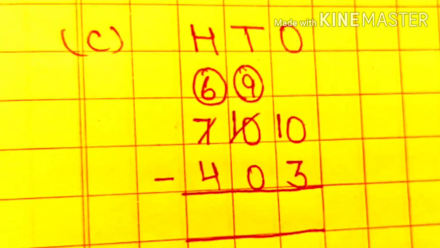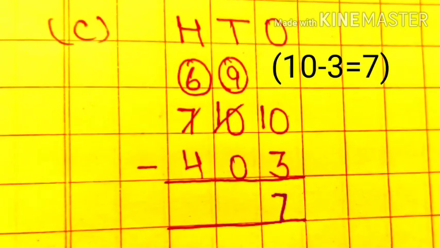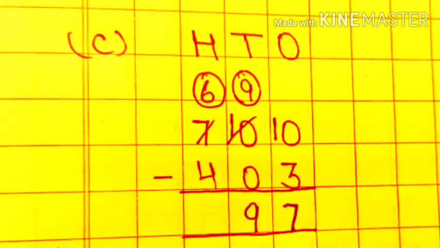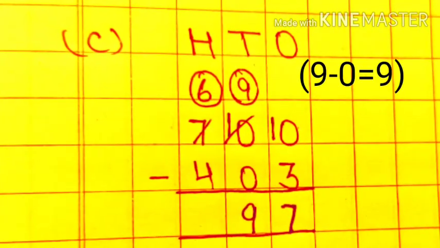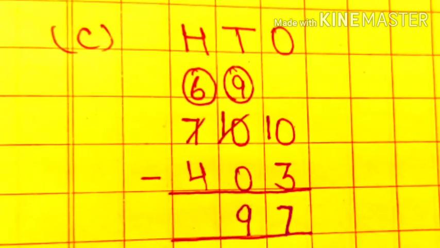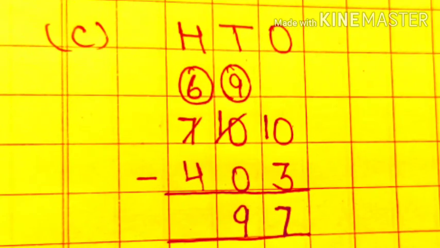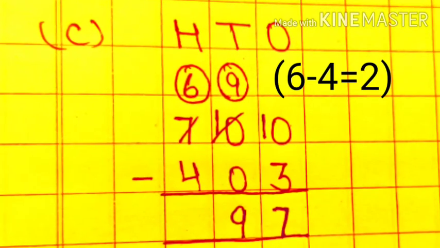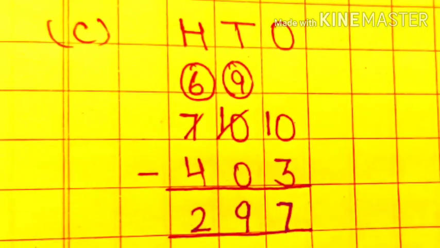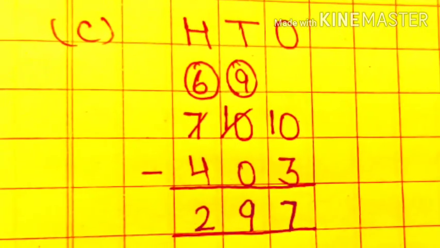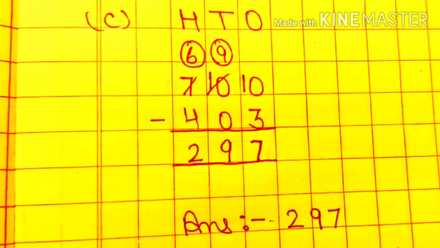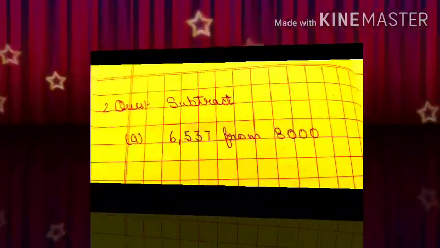So now on the ones place we have 10 minus 3 and that is equal to 7. On a tens place we have 9 minus 0 and that is equal to 9. Now we have 100 place. On a 100 place we have 6 minus 4 and that is equal to 2. Very good. Now we got our final answer and that is 297. Let's take one more question from your book.